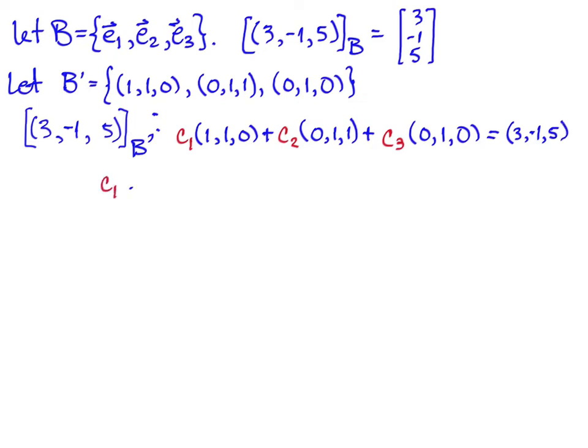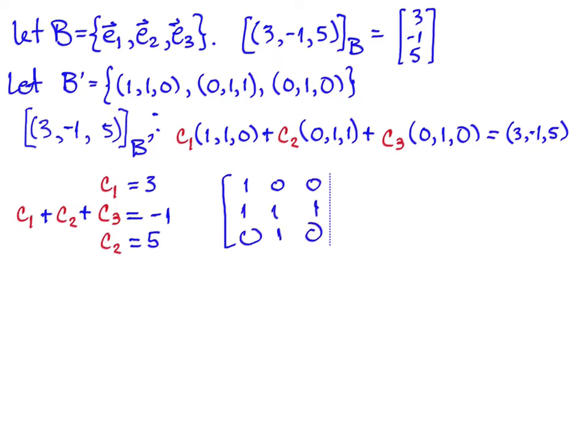And so I set up the linear system and I get c1 equals 3, c1 plus c2 plus c3 equals -1, and c2 is positive 5. And I can write the augmented matrix for this system. So notice that the coefficient matrix, the columns are (1, 1, 0), (0, 1, 1), and (0, 1, 0). So those columns are the basis vectors in the basis B prime. So there's v1, v2, and v3.